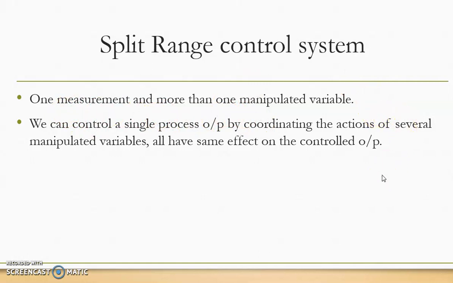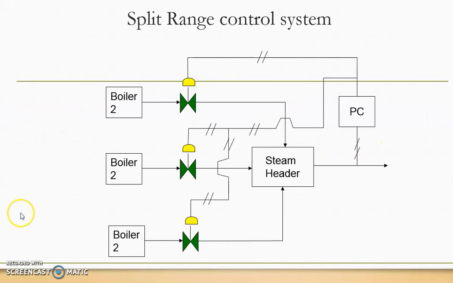We can control a single process output by controlling the action of several manipulated variables. All have the same effect on the control output. So we will try to understand these lines by using this example. See, this is a common steam header where the steam from these three boilers is coming. We are interested in maintaining the pressure in the steam header at a particular point.